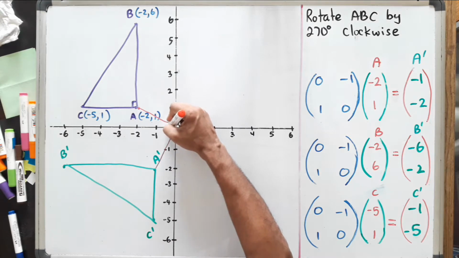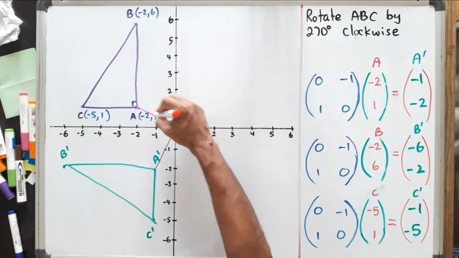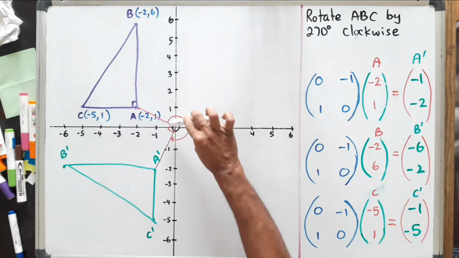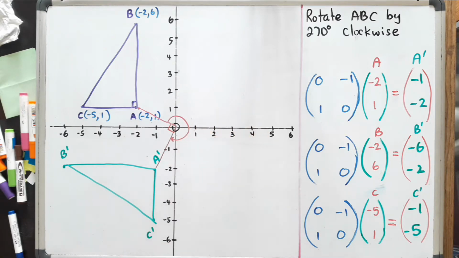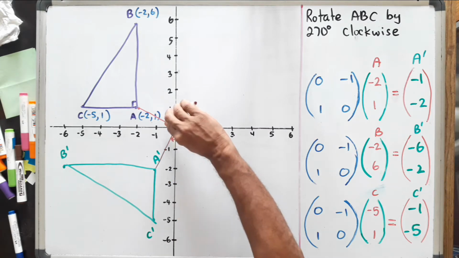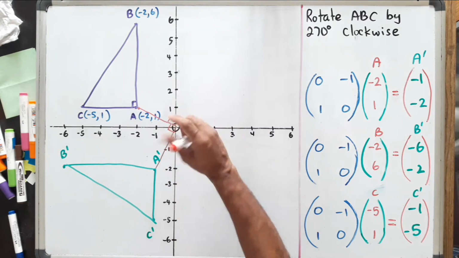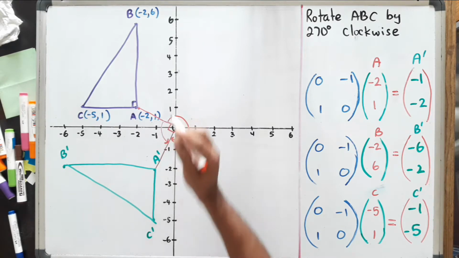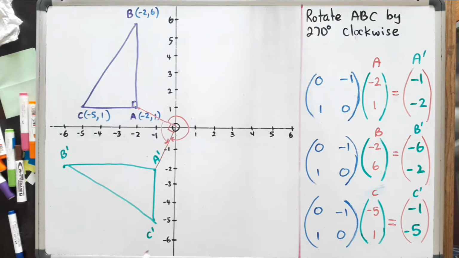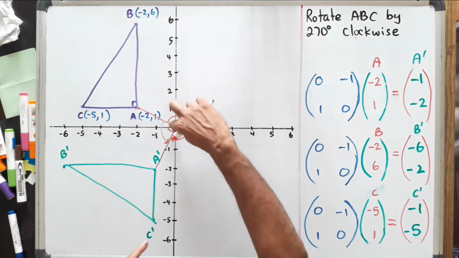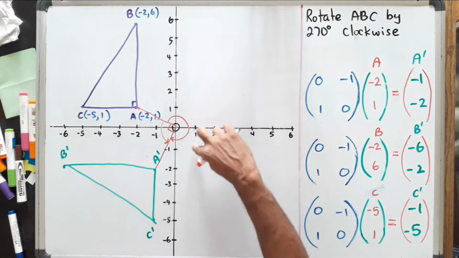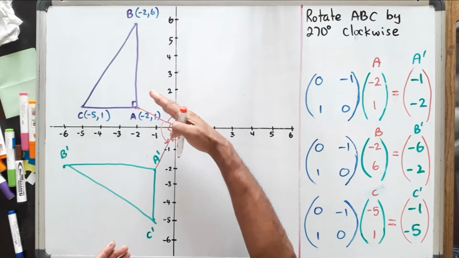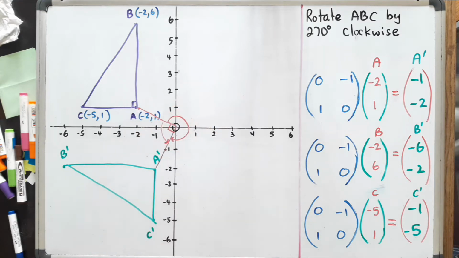This angle looks like 90 degrees, which means the other way around is 270 degrees. So it's actually a rotation of 270 degrees clockwise, or it's an anti-clockwise rotation of 90 degrees. Because think about it. If you rotate 270 degrees this way, you can achieve the same result by rotating 90 degrees the other way.